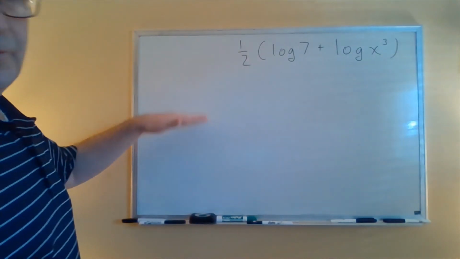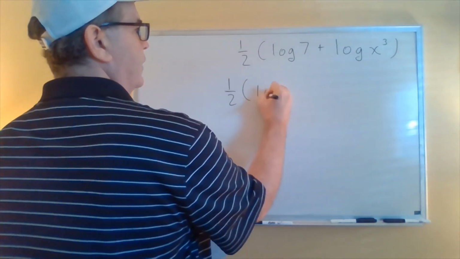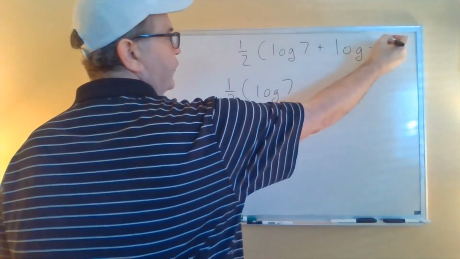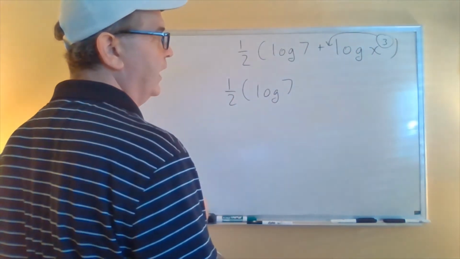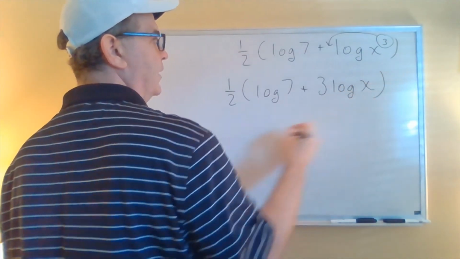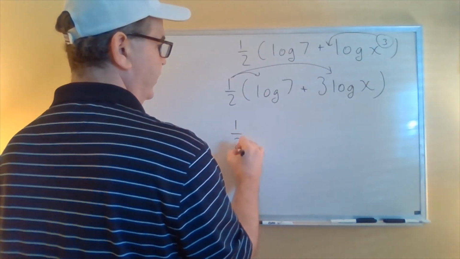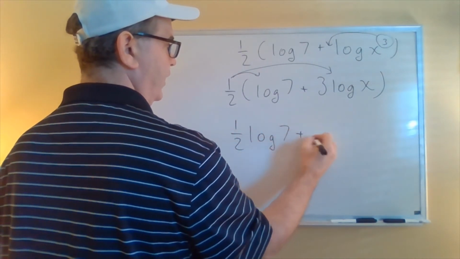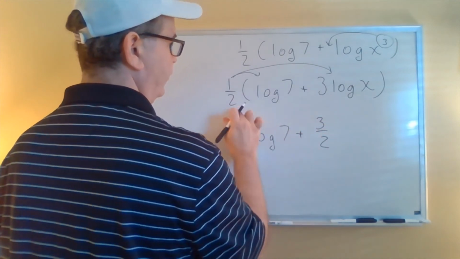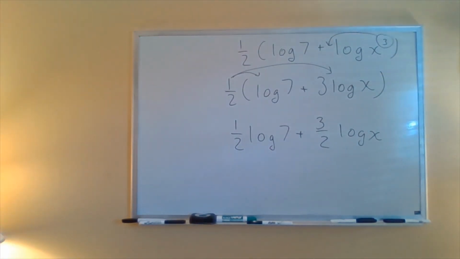Don't forget, if you need to see some of the first half of that problem, you can rewind this. So now I can use my power property here and move that 3 out in front of that log. So that'll be plus 3 times log of x. I can go ahead and distribute this 1/2 through the set of parentheses. So I'll get 1/2 times the log of 7 plus, that's going to end up being 3/2. 1/2 times 3, that'll be 3/2 times the log of x. And there's my answer to example 3: 1/2 times the log of 7 plus 3/2 times the log of x.